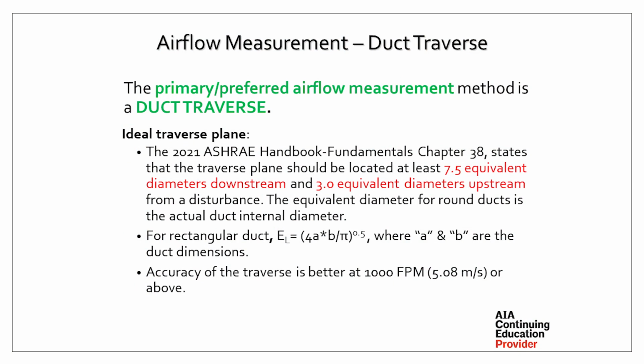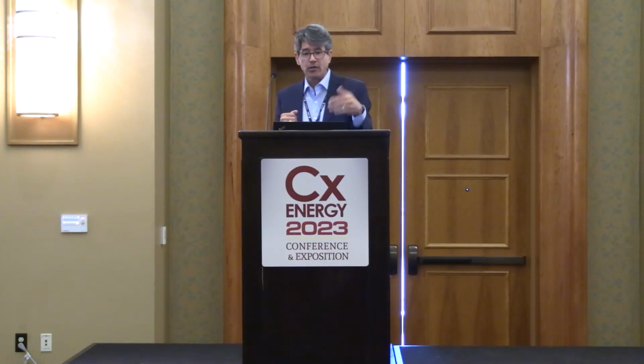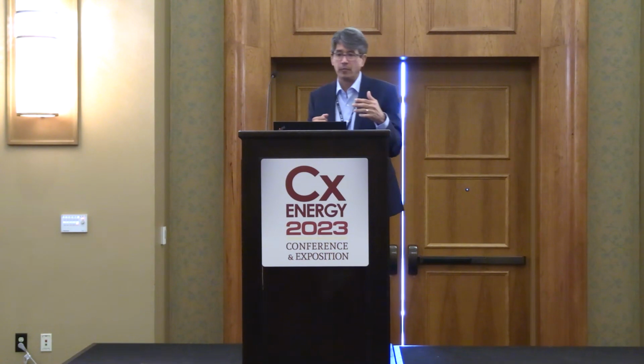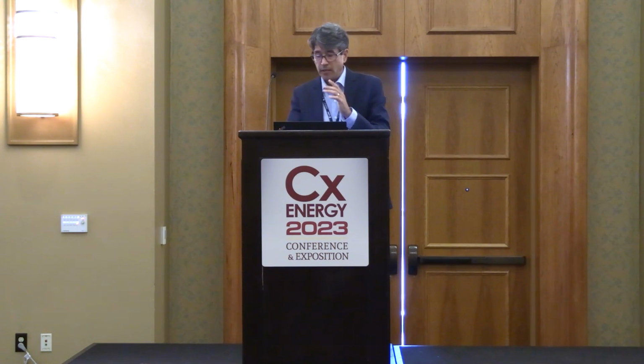Airflow measurement. I'd say one of the biggest things you could take away from today, if anything, is that when we measure airflow, we want a duct traverse. That's the primary preferred airflow measurement method, and that is the most accurate method that we have available. The ASHRAE 2021 Handbook of Fundamentals defines a good traverse plane as 7.5 equivalent diameters downstream, 3 equivalent diameters upstream. There's a formula to get your equivalent diameters for rectangular duct; for round duct, it's just the internal diameter. We also like to see better than 1,000 feet per minute velocity to get a good accurate duct traverse. Give you an idea.